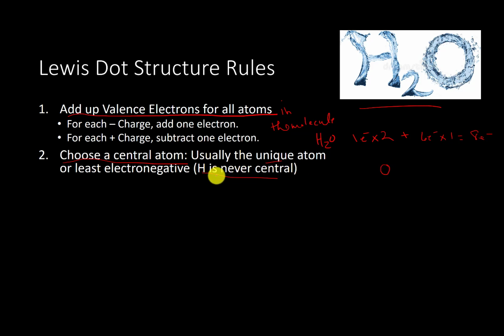And we also see that hydrogen is never the central atom. So that also makes us think that oxygen goes in the middle. Now, technically, hydrogen is less electronegative than oxygen, but these other rules kind of override this one because there's no way to have hydrogens in the middle. We'll show you why over time. It doesn't work to put them in the middle.